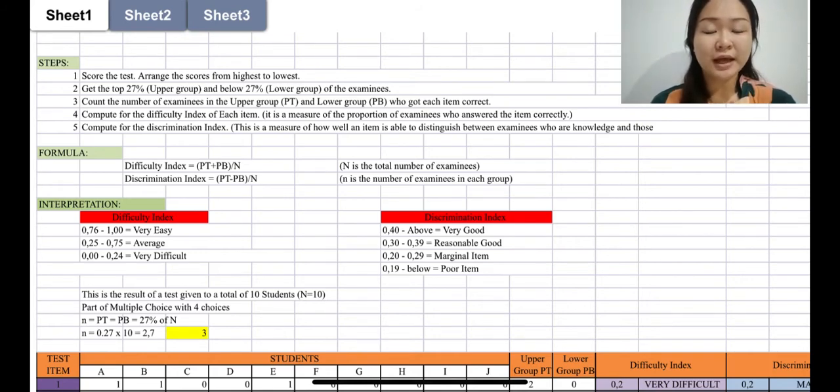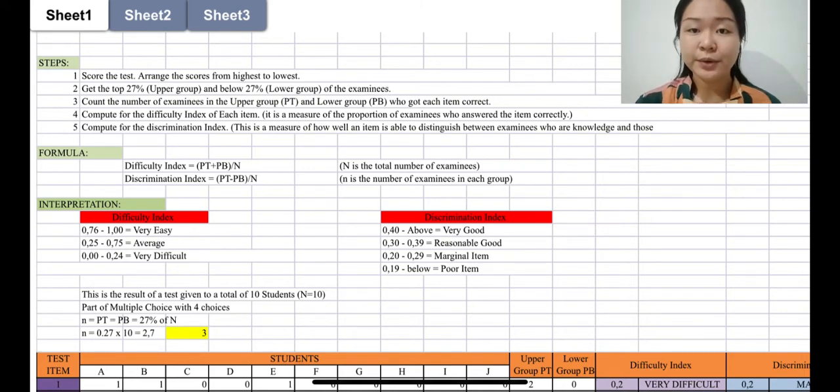In the formula, there is a difficulty index and a discrimination index. For the difficulty index, you need to add the upper group plus the lower group and divide it by N, where N is the total of the examinees. And for the discrimination index, you put the upper group minus the lower group and also divide it by N, where N is the number of examinees in each group.